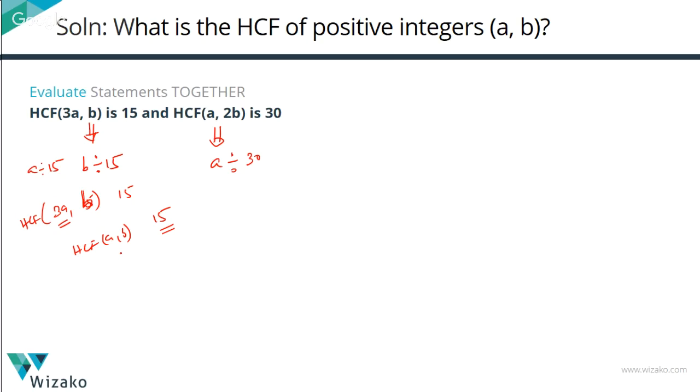The only worry that we had is, is it only 15 or is it going to be more than 15? If a larger multiple of A and B had a HCF of only 15, A and B cannot have a HCF which is anything greater than 15. Combining these two statements, we can infer that the HCF of these two numbers, A and B, is a unique value which is 15. So choice C is the correct answer to the question.